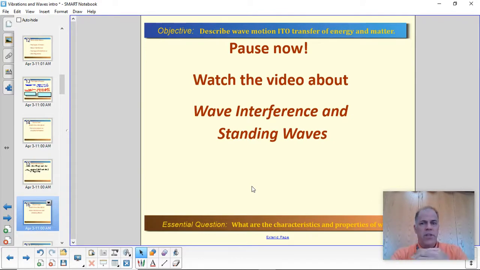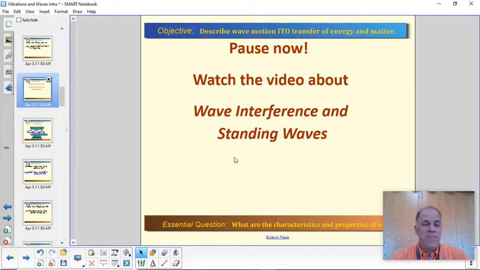That's really the gist of it. And then also pay attention to the part on standing waves. I'm going to come back after this and summarize standing waves a little bit. So wave interference and standing waves, that's what you need to get out of this. Okay, so pause the video, watch it, and then come back.